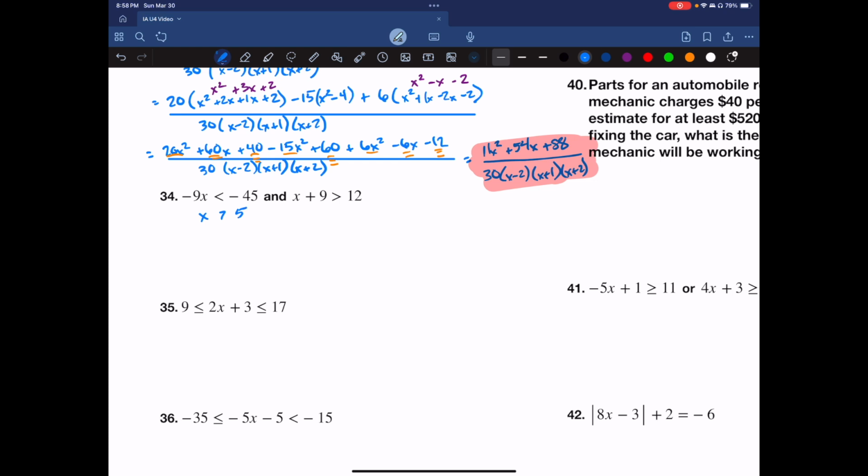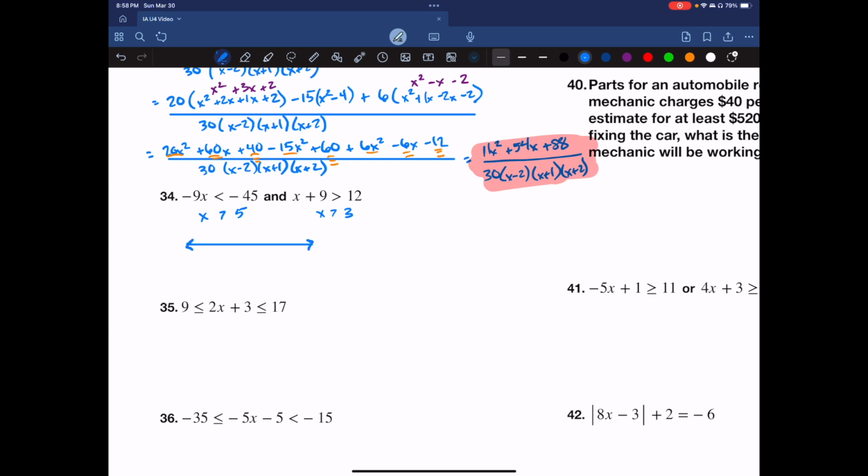Because remember, if I multiply or divide by a negative, this is probably the most critical rule when it comes to inequality. If you multiply or divide by a negative, you have to flip your inequality sign. So it's going to be x is greater than 5, and when I subtract the 3 here, or the 9, it's going to be greater than 3. Okay, well, let's draw our number line and graph this thing.